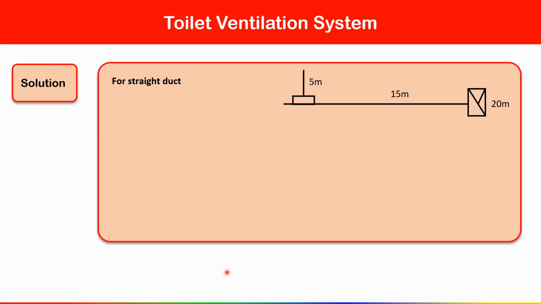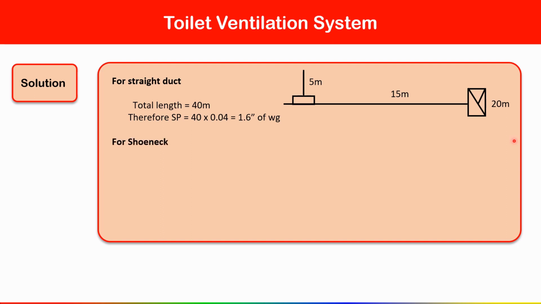For the straight duct, what we have to do? First you have to count the total straight duct: 15 meter, 5 meter plus 20 meter. So we know that the total length is 40 meter. And for 1 meter of straight duct, how much static pressure do we have to take? Static pressure 0.04. So here we have a total of 40 meters, so 40 into 0.04, we get 1.6 inch of water gauge.